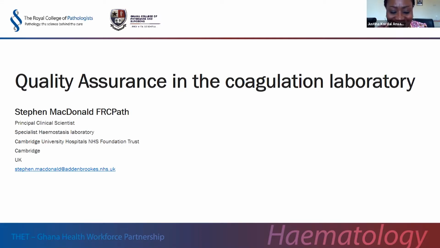Stephen MacDonald is a principal clinical scientist in the field of specialist hemostasis, working at Cambridge University Hospital NHS Foundation Trust in the UK. His key interests are in diagnosis of thrombotic and bleeding disorders, anticoagulation, and statistical assessment of laboratory assay performance and clinical trials. He's especially interested in the determination of the uncertainty of measurements in specialist hemostasis assays and in developing models to best describe their performance.